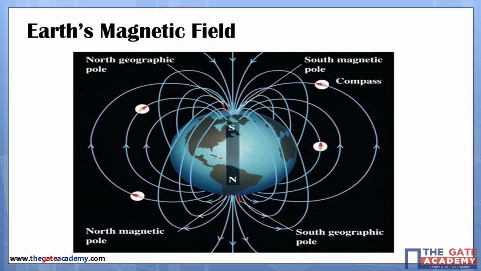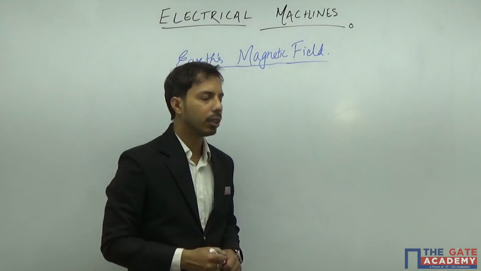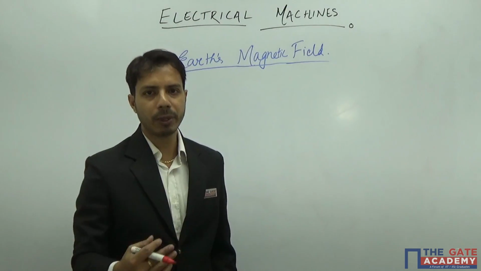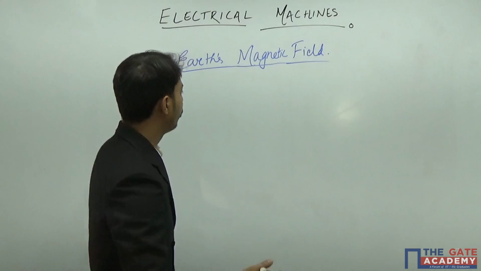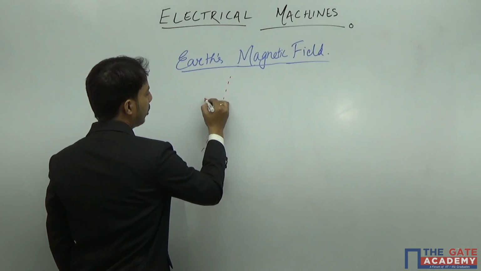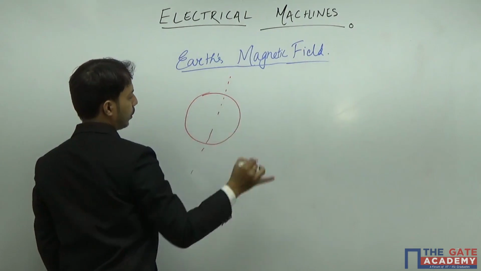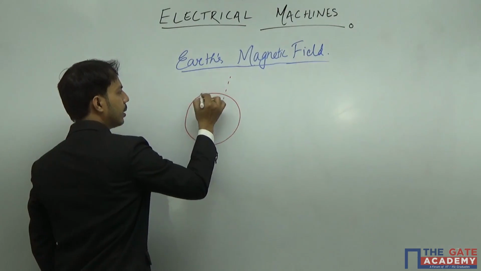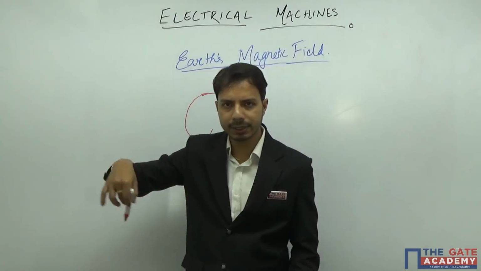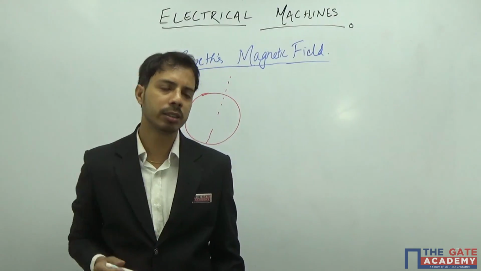And as we all know, there is a magnetic field of Earth, but how come Earth has a magnetic field? What is the reason behind that? The reason is, this is the axis of rotation of our Earth, which is tilted, and we know that the Earth rotates around its own axis and it revolves around the Sun.